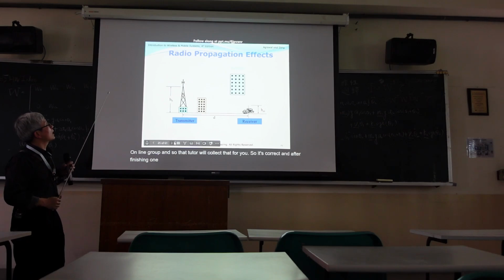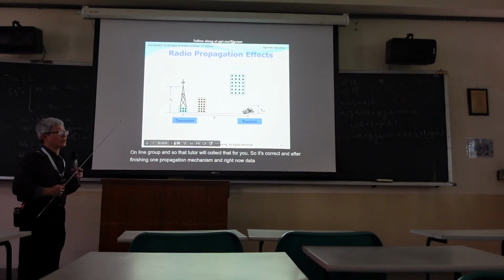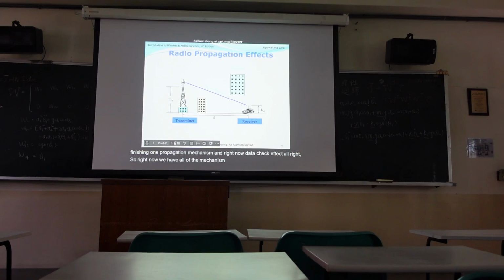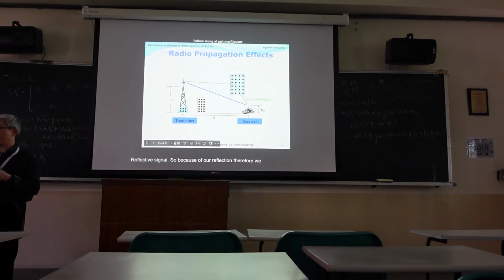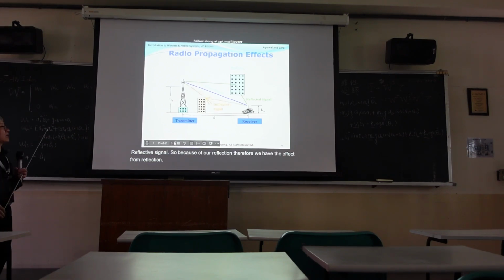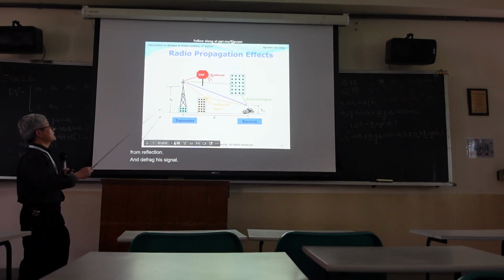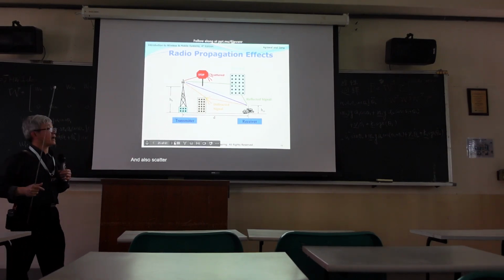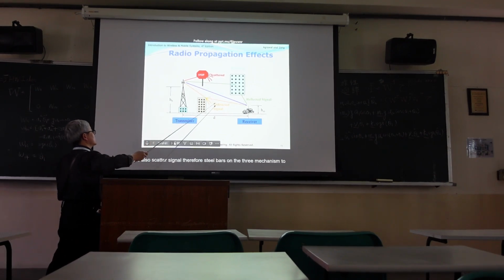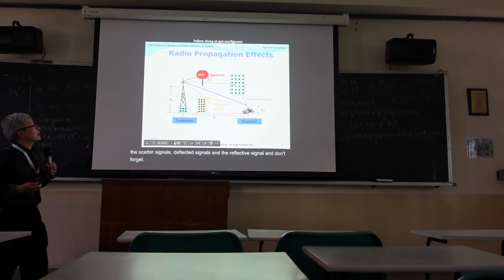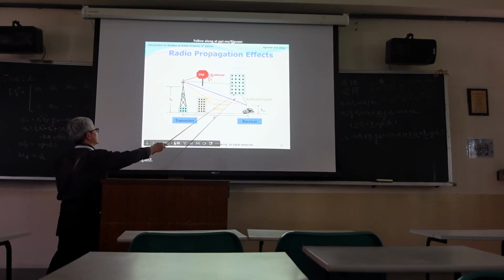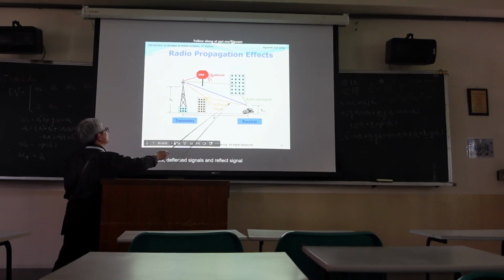propagation mechanism, and right now, let us check the effects. Alright, so right now we have all of the mechanisms to have the effects. The red one, so the normal one, right? And this one, the reflected signal. So because of reflection, therefore we have the effect from reflection, the reflected signal, and also the scattered signal. Therefore, still based on the 3 mechanisms, we have the scattered signals, reflected signals, and diffracted signals. And don't forget, do we expect these scattered signals, reflected signals, and diffracted signals to interfere with the original desired signal?